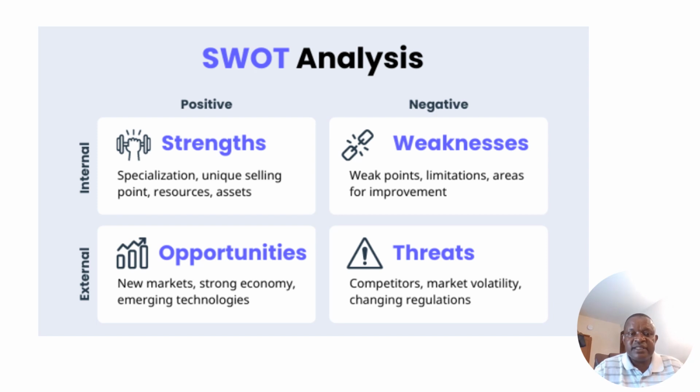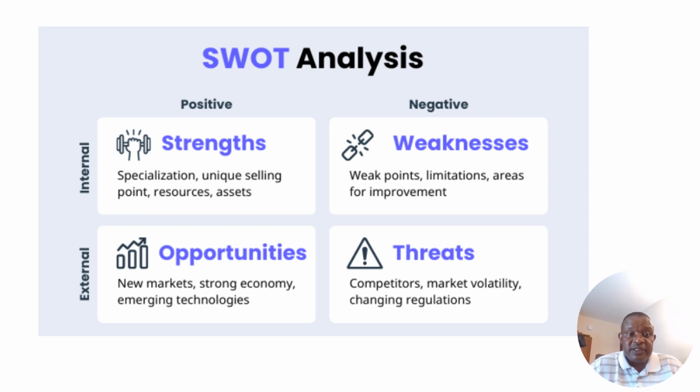When you look at the weaknesses, we look at weak points, limitations, areas for improvement, etc. When we look at threats, we talk about competitors, market viability, changing requirements, regulations, etc. When new competitors come into the market and want to tap into the market share, those are threats. Weaknesses also emerge from weak points, limitations, areas for improvement, and even a negative political situation.